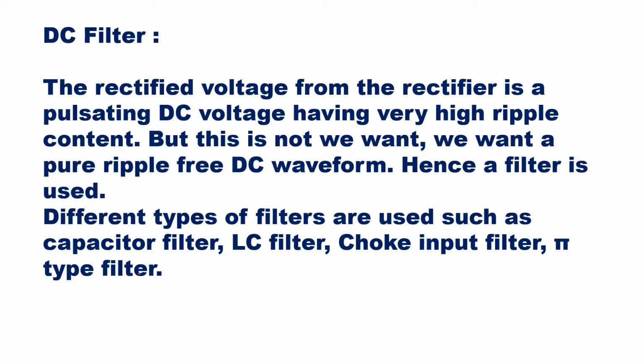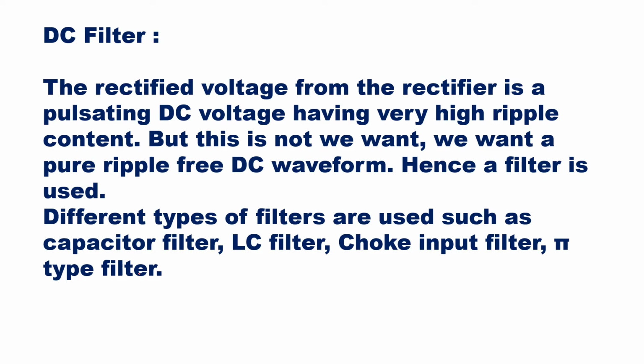Okay. Then we'll see what is a filter or DC filter. The rectified voltage from the rectifier is a pulsating DC having very high ripple content. But this is not what we want. We want a pure ripple-free DC waveform. Hence, a filter is used. Now a filter is a circuit which will convert your pulsating DC into a pure DC.